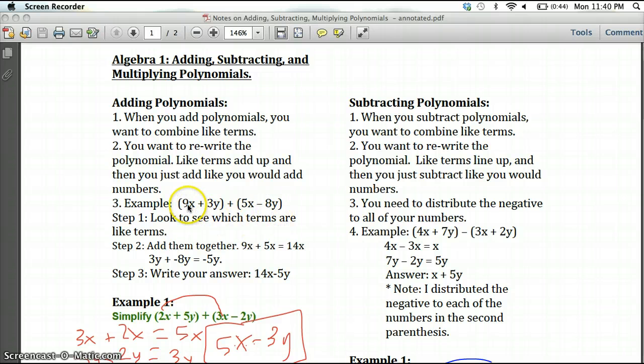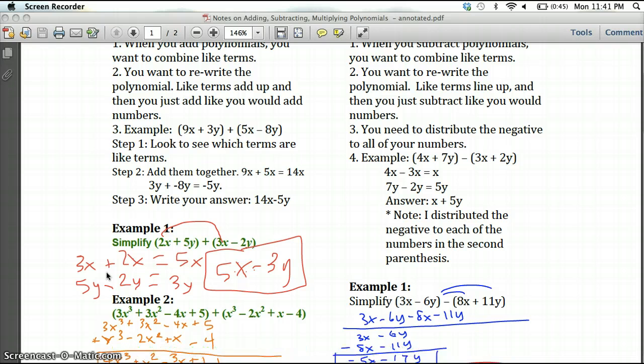So you don't want to add 9x plus 3y, because those terms don't go together, and this is with adding polynomials. Okay, then step 2 is you want to rewrite the polynomial. So like terms add up, and then you just add like you would add numbers. So let's look at example number 1.